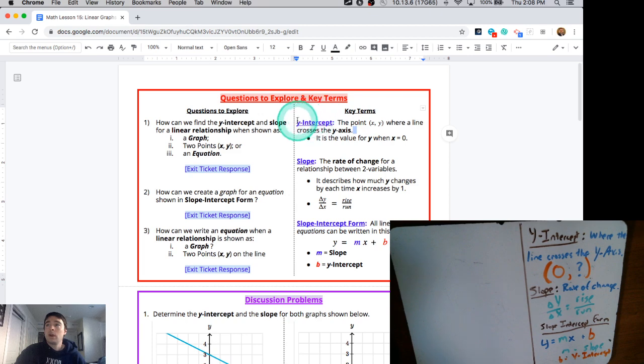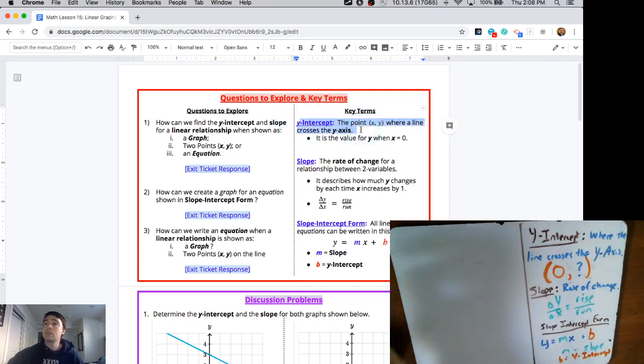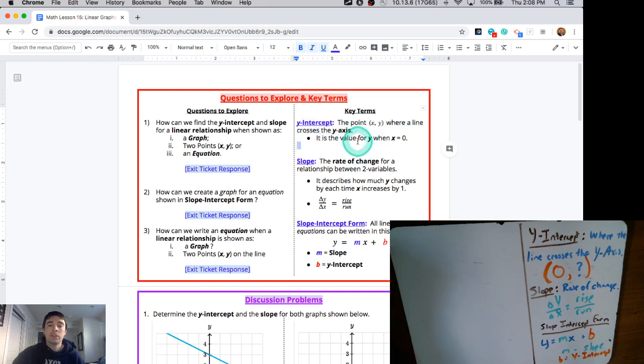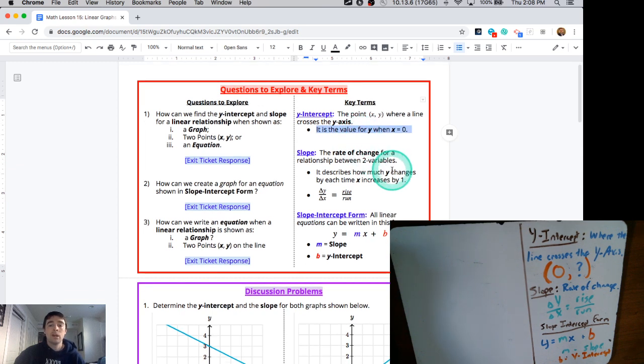Alright, so where you see my mouse now, the y-intercept, that's going to be the point where your line crosses with the y-axis. It's always going to be your value for y when the x is equal to 0. It's kind of the starting point for every one of these linear relationships. The slope is the other thing we need to know about every linear relationship. If the y-intercept tells you where you start at, the slope describes your rate of change. It describes how y and x move in relation to each other.